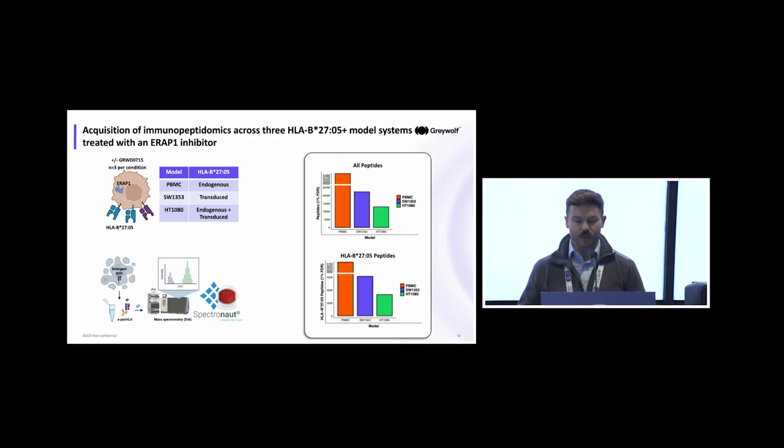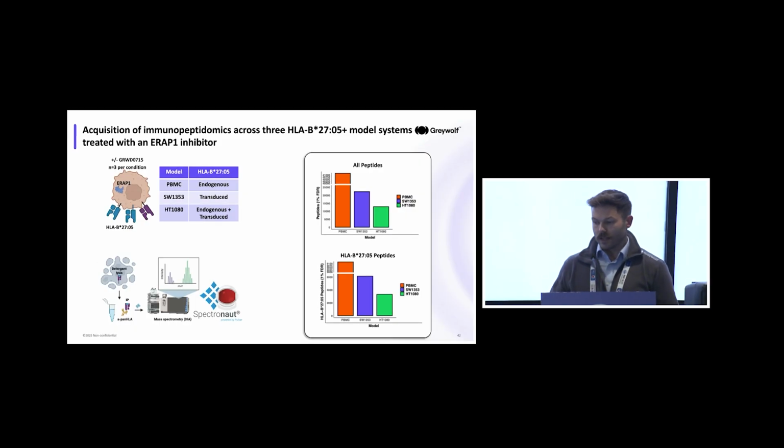To tackle this from an exploratory perspective, we looked into 3 model systems using immunopeptidomics. PBMCs, where all of the PBMC donors had endogenous expression of HLA-B 2705; SW1353 cells, where we had to transduce in the HLA-B 2705 allele; and then HT1080 cells, which do have endogenous HLA-B 2705, but it wasn't quite at the level we needed, so we also transduced that in as well. Then we treat all of these cells with our inhibitor and generate pellets that we send to Biognosis, and then perform DIA-based immunopeptidomics. All of these are searched in Spectronaut.